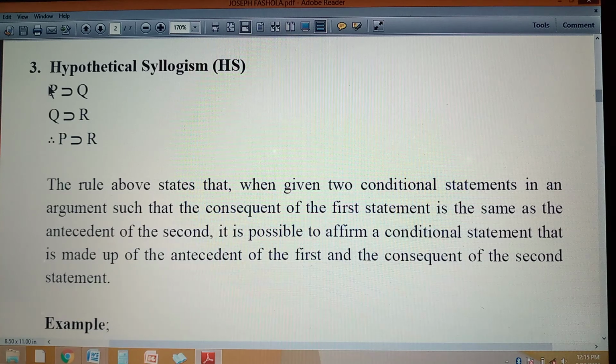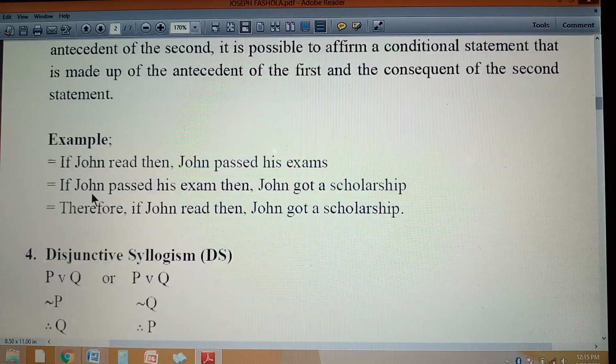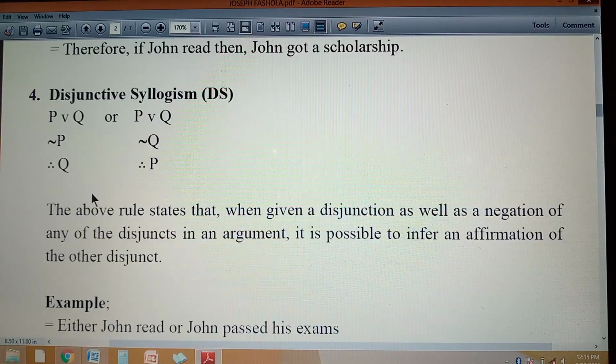You see that? If John read, then John passed his exams. If John passed his exams, then John got a scholarship. You can therefore have a conclusion that says, if John read, then John got a scholarship. That is hypothetical syllogism. We have disjunctive syllogism.